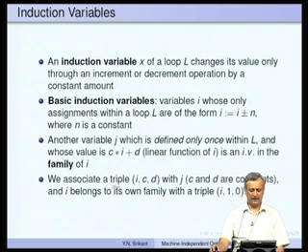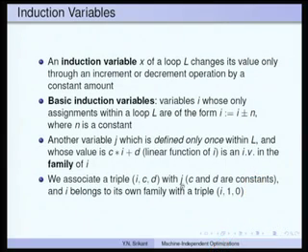So, we associate a triple (i, c, d) with a derived induction variable, where c and d are constants, and i belongs to its own family with the triple (i, 1, 0). So, this is the definition (i, 1, 0), whereas (i, c, d) is for any other variable which is derived from i. So, in the previous example with 4 star i, we would have had (i, 4, 0) as the triple.